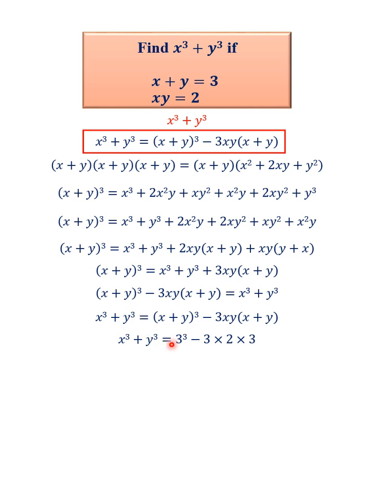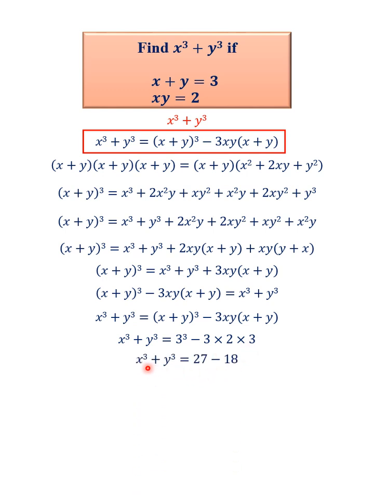So at this point, we simply substitute, so that x raised to the power 3 plus y raised to the power 3 will be equal to x plus y, according to our question, is 3. So that becomes 3 to the power of 3 minus xy is 2, which means this becomes 3 times 2 times x plus y is 3. So it becomes minus 3 times 2 times 3.